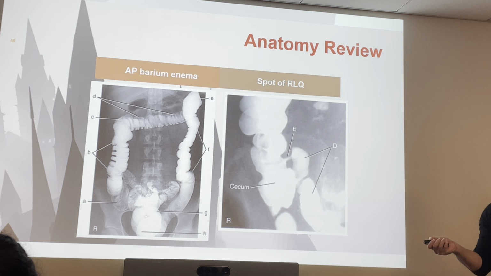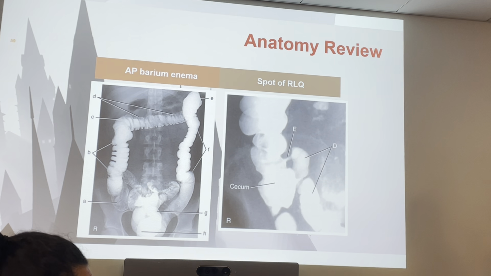What's this? Sigmoid. This? Rectum. And what's the last part? Anal canal or anus. What was A again? A is the cecum, the first portion of the large intestine.